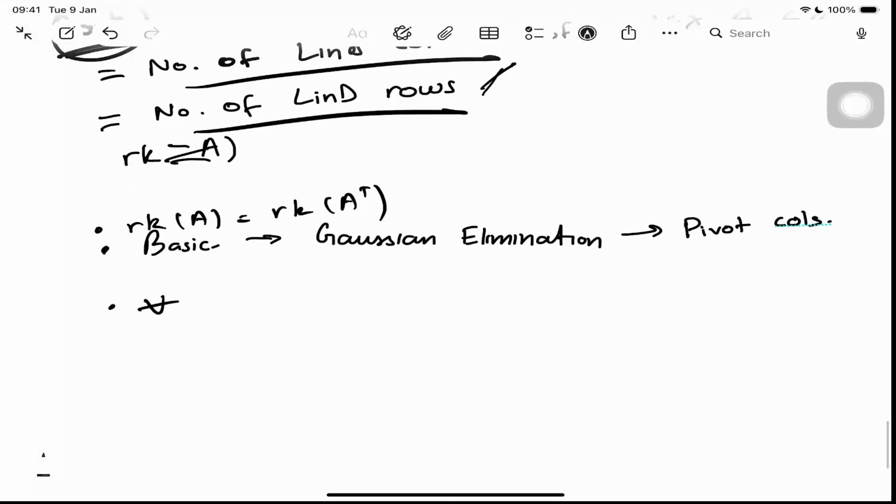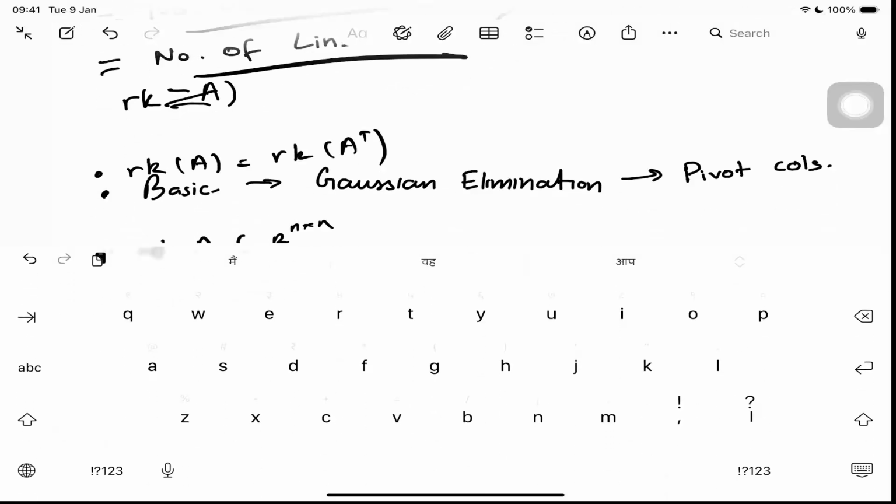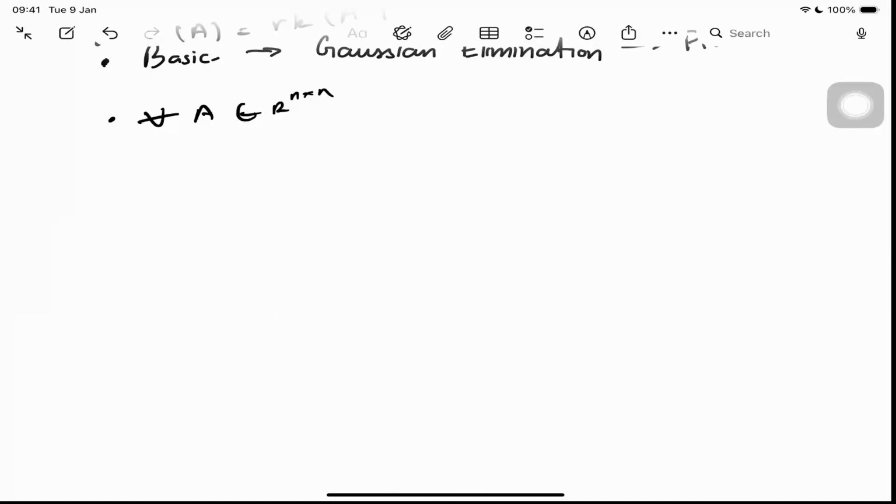Next, for all A which is of n cross n space, it holds that A is irregular if and only if rank of A equals n. So what it means is, if you remember, irregular matrices are non-invertible. If we have a matrix A which is n cross n, a square matrix, then A will be irregular if and only if the rank of A will be equal to n, which is the dimension.